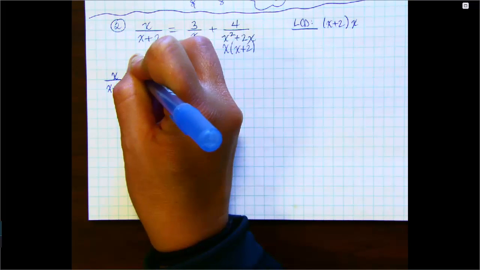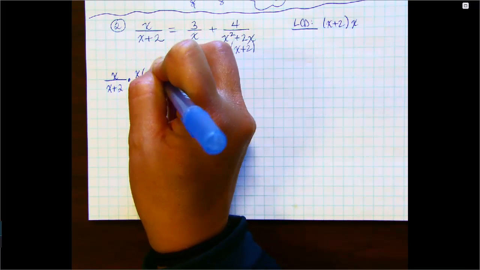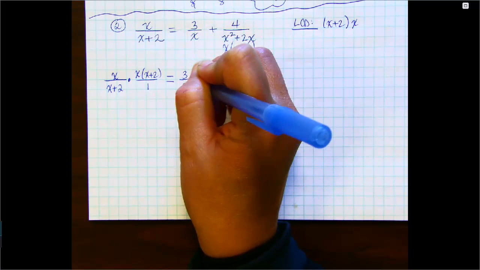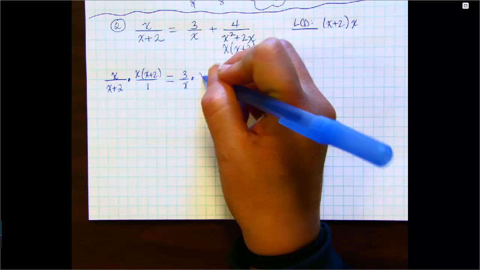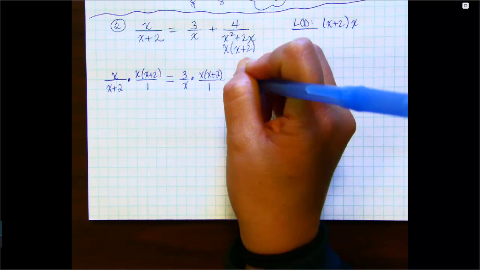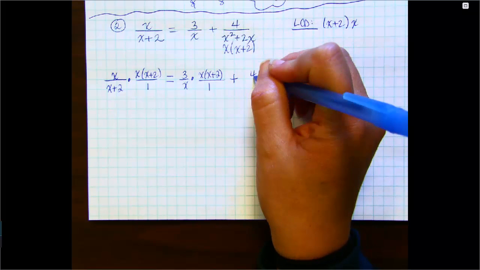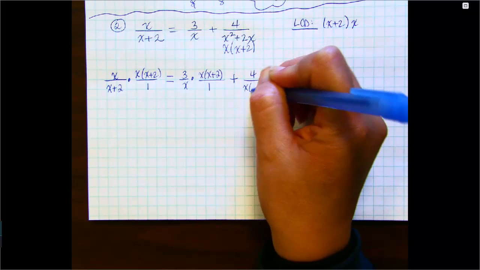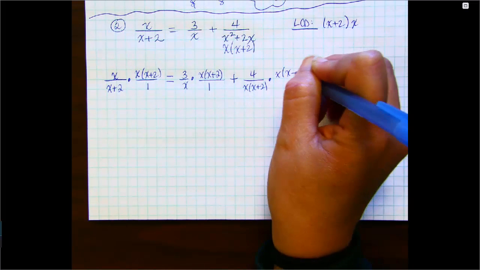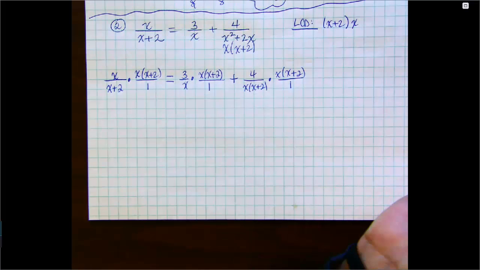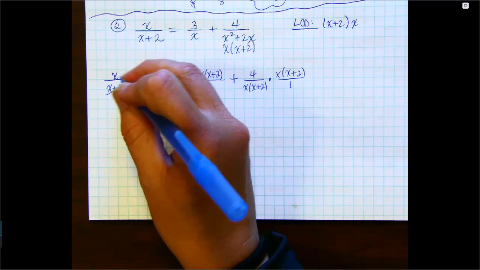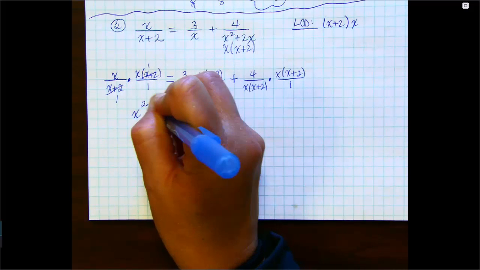So I take each piece of my equation, x over x plus 2, multiply it by your common denominator, equals 3 over x, multiply it by your common denominator, plus 4 over x times x plus 2, multiply it by your least common denominator. Again, this makes a big mess and it's really scary, but in the next step, all those denominators cancel and you're left with an equation that you know how to solve.